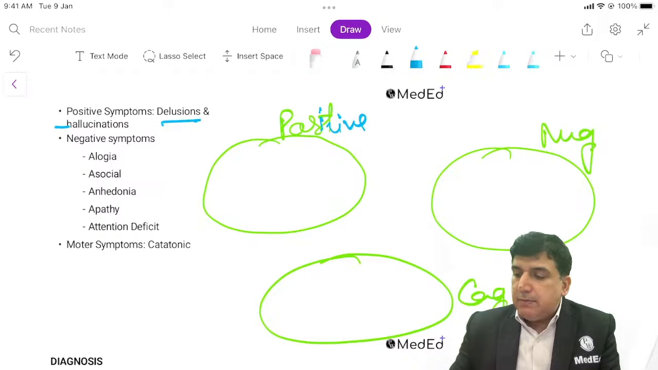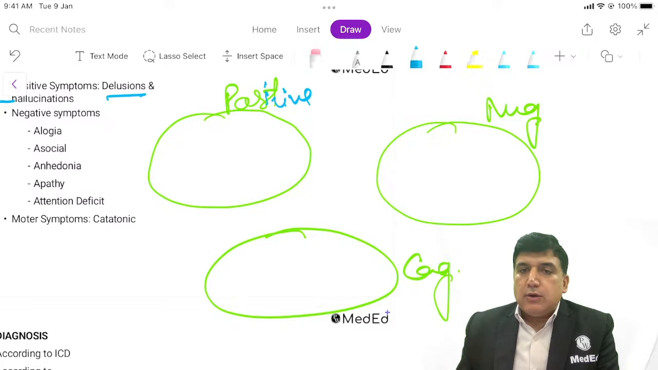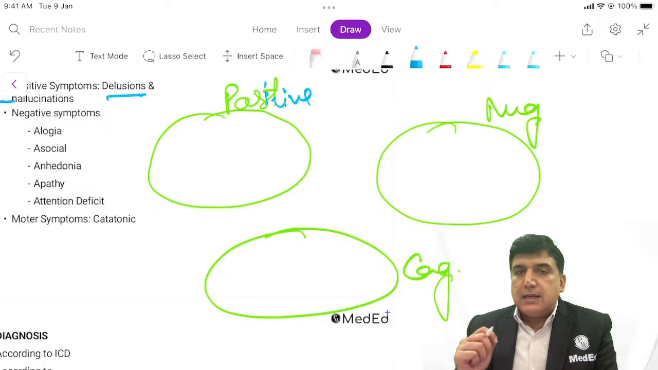We call them positive because once we start the medication, the patient responds well to the medication. So a patient comes to us with more delusions or hallucinations, and we are not happy for the patient because he is suffering from schizophrenia, but we are happy that we know these are positive symptoms. We will start the antipsychotic and the patient will respond very well, so we call them positive symptoms.